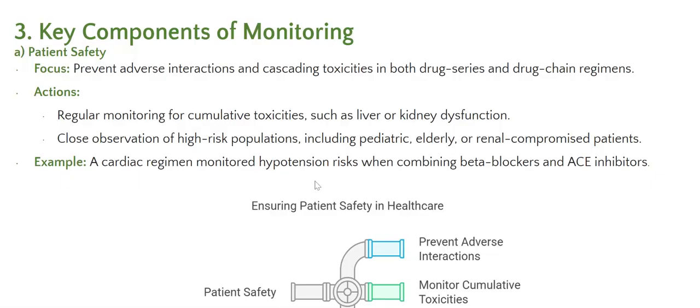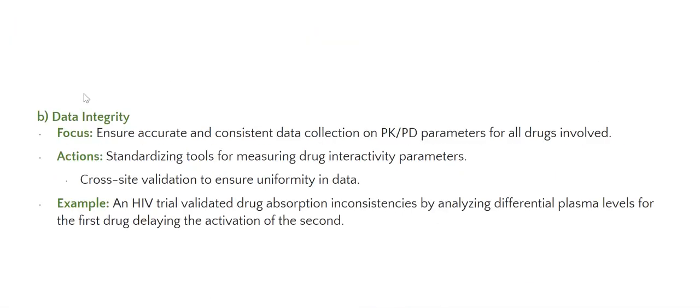Example, a cardiac regimen monitored hypotension risks when combining beta blockers and ACE inhibitors. Here's a summarized diagram on ensuring patient safety in healthcare. On the left, patient safety. On the right, prevent adverse interactions, monitor cumulative toxicities, and observe high-risk populations.